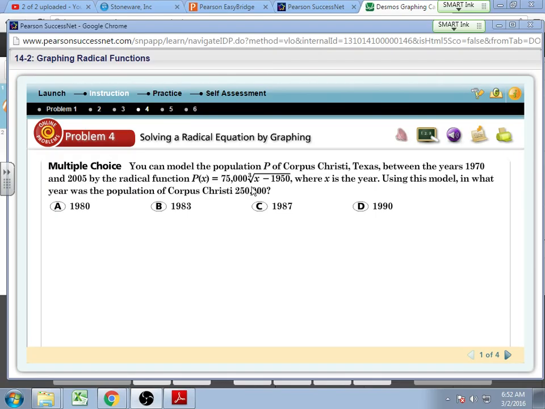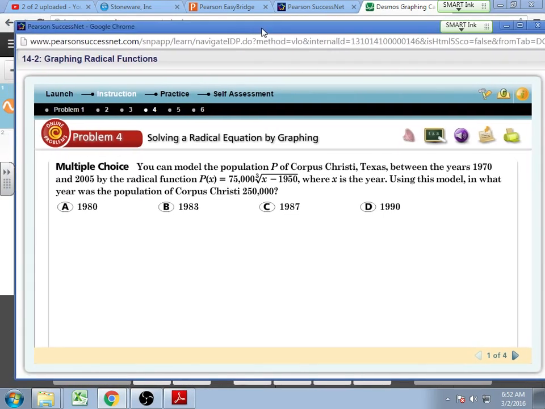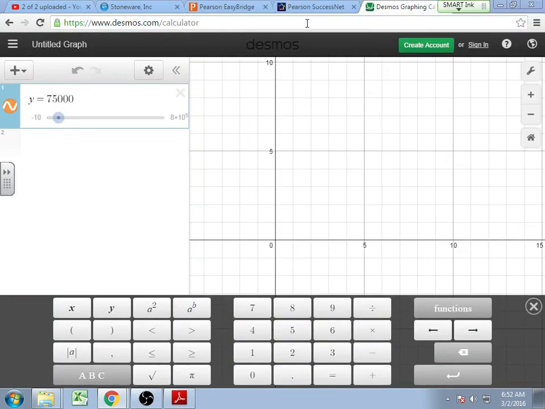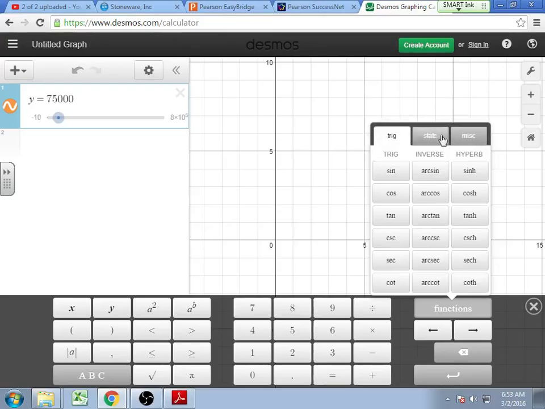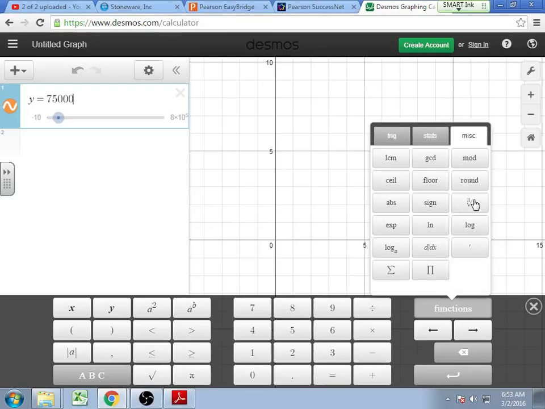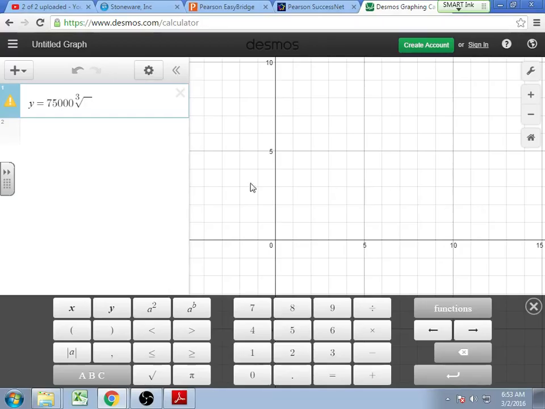So when we go to put that in our calculator, whether we use Desmos or the graphing calculator, I'm going to show you on Desmos first. So I've already got my 75,000 typed in here, but I want cube root, and notice down here there's only square root. So I'm going to come over here into my functions menu, go to miscellaneous, it normally starts on trig, go to miscellaneous, and there you'll find our cube root. So we type that, and then x minus 1,950 goes under the radical. And when I hit enter, that's going to graph it.